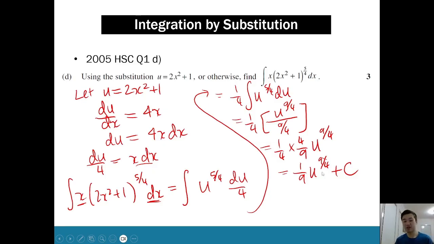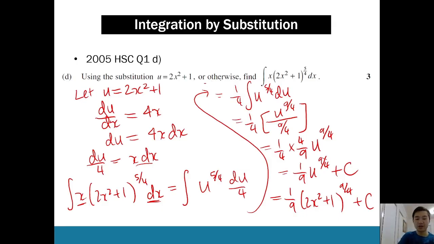However, if you leave the question like this, you won't get the full marks either because you need to remember this is just a substitution. We need to convert back to our original variable. So we said that u was 2x squared plus 1. So this will be 1 over 9 times 2x squared plus 1 to the power of 9 over 4 plus c. And that is your final answer. So yeah, that's how you would do it using the substitution.